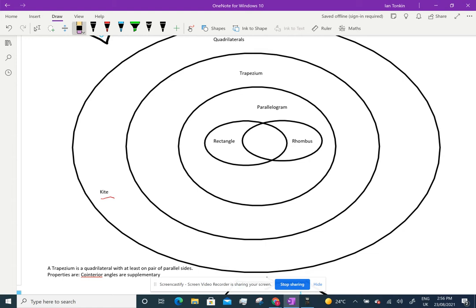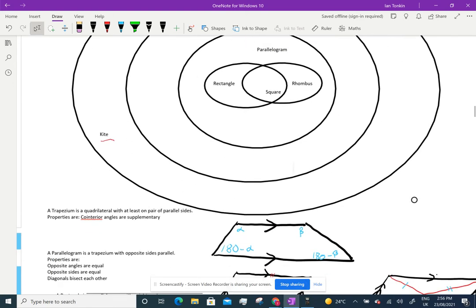And when we get to a square, is everything. Let's put it in now. So I'm going to put the square in because the square is everything. The square sits inside every circle. So let's go down here.